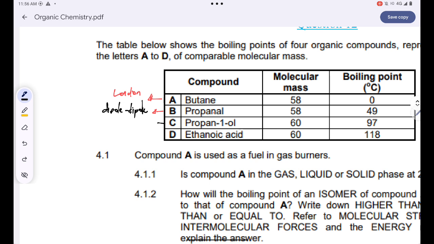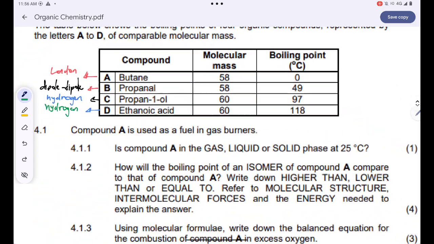And then compound C, we have propan-1-ol. Propan-1-ol has hydrogen bonds, as well as ethanoic acid. It also has hydrogen bonds. The difference is that carboxylic acids have two sides of hydrogen bonding, which makes them stronger than all the other organic compounds. Okay, let's answer the questions.